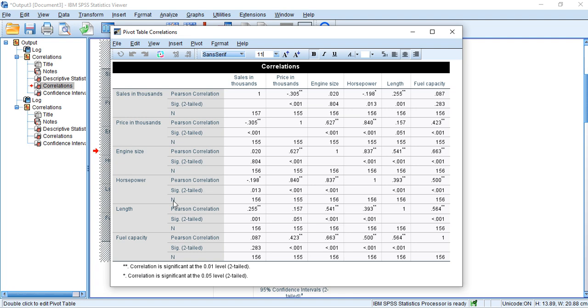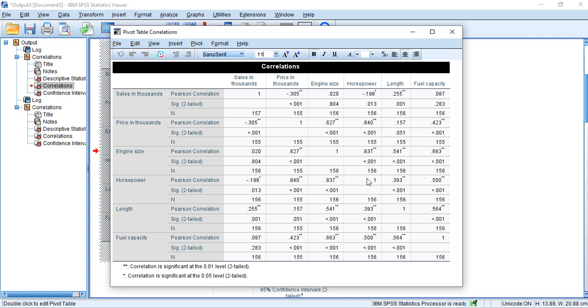So let's look at the fuel capacity. The relationship between fuel capacity and sales in thousands has a correlation of 0.087, and that's a positively weak relationship. Then it has a two-tailed significance of 0.283, which is more than 0.05. So there is no significance here. That's why there are no stars.